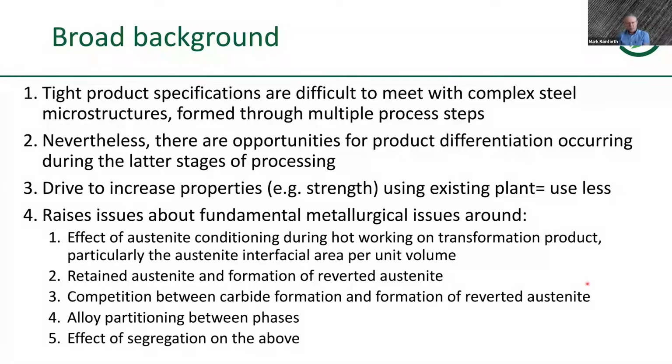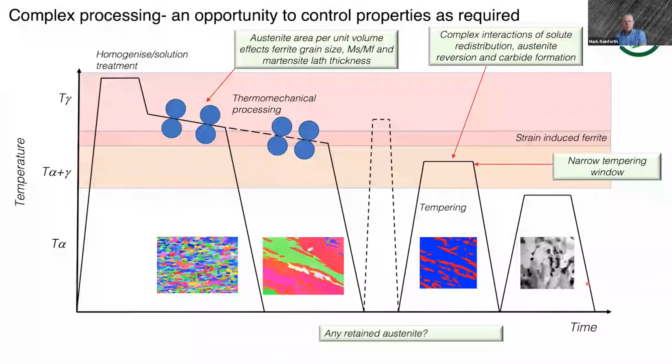There is always a competition between carbide formation and the formation of reverted austenite, because carbon stabilizes austenite. The partitioning of alloys between the phases is crucial, and of course we always have the effect of segregation on all of these.